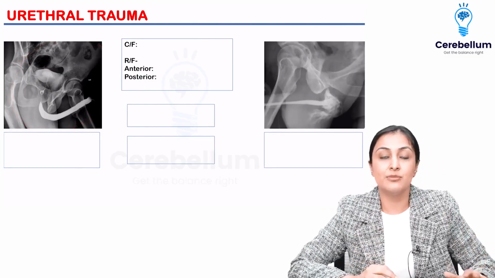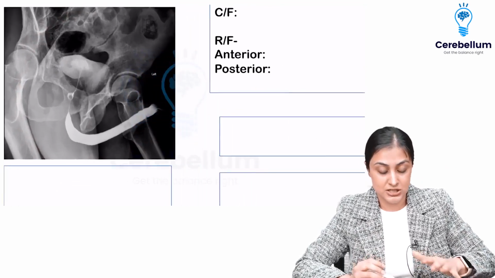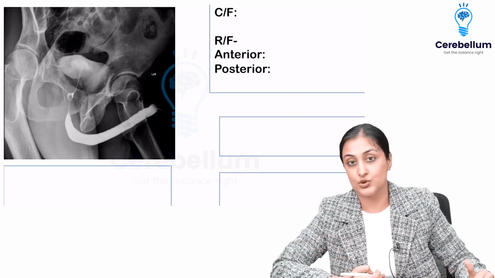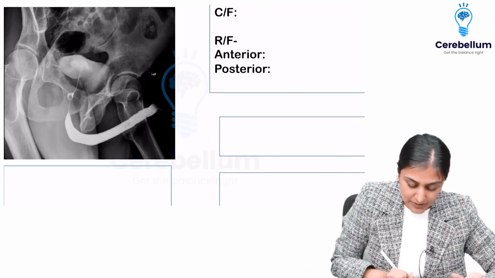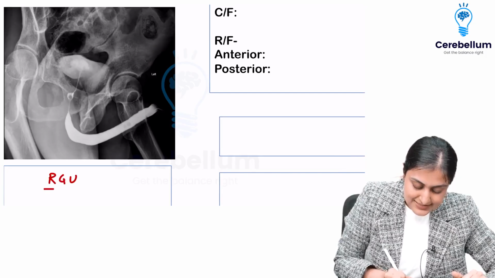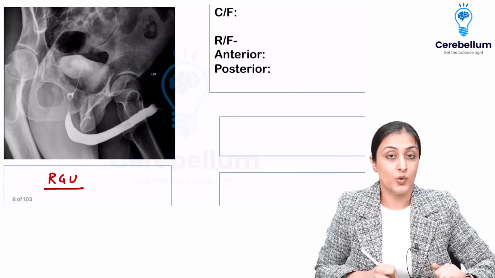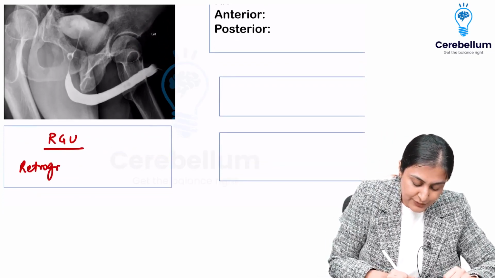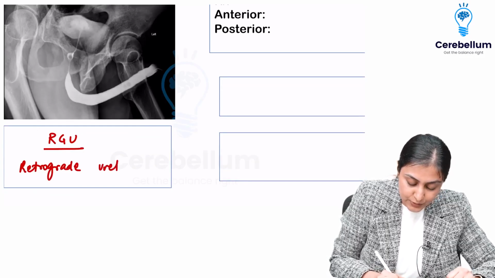In urethral trauma, the investigation that we are going to study is this one. So first we'll study the investigation and then I'll teach you the approach to urethral trauma. So this is what we call RGU. What does RGU stand for? RGU stands for retrograde urethroplasty.